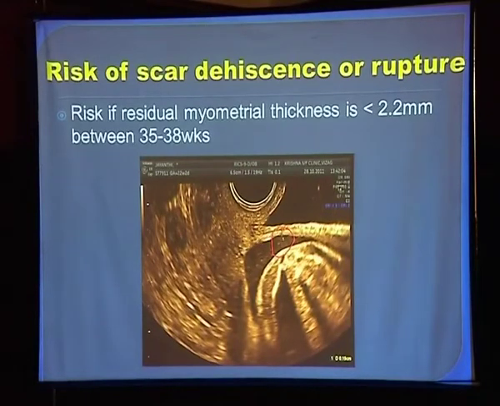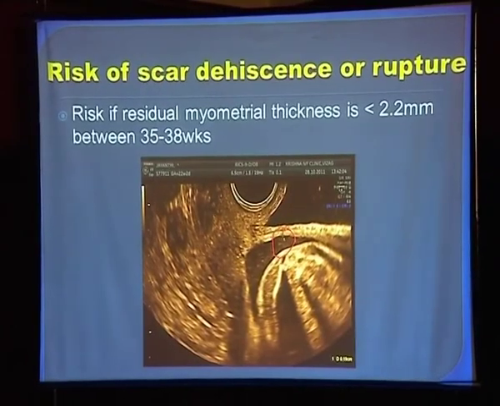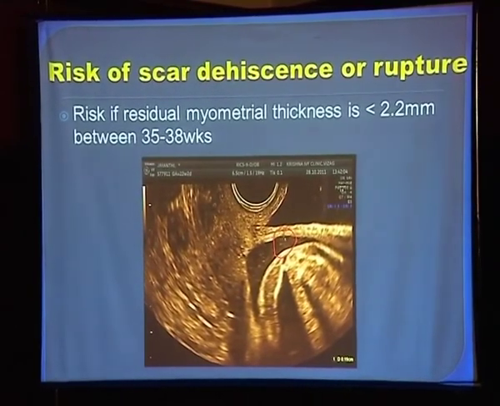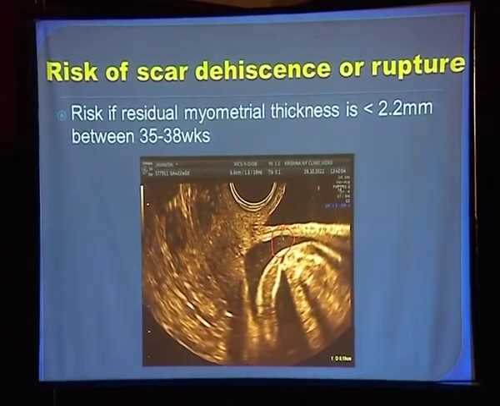But an ultrasound assessment of the scar between 35 to 38 weeks is equally important to decide the mode of delivery. If during this period the residual myometrial thickness is less than 2.2 millimeters, as we can see in this picture, where the residual myometrial thickness is 1.9 millimeters, in such situations it's always better to go for an elective Caesarean section.